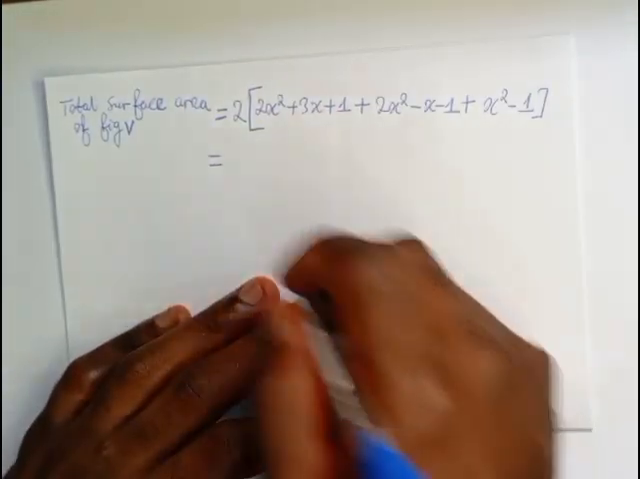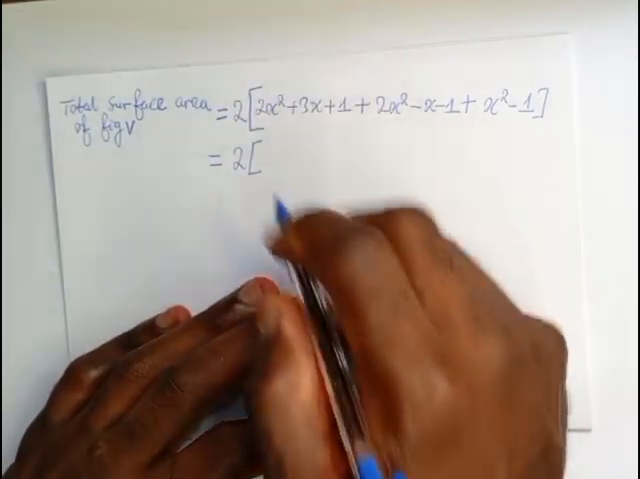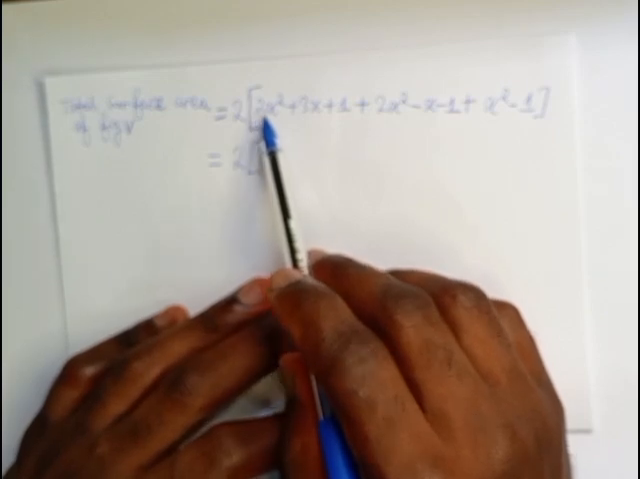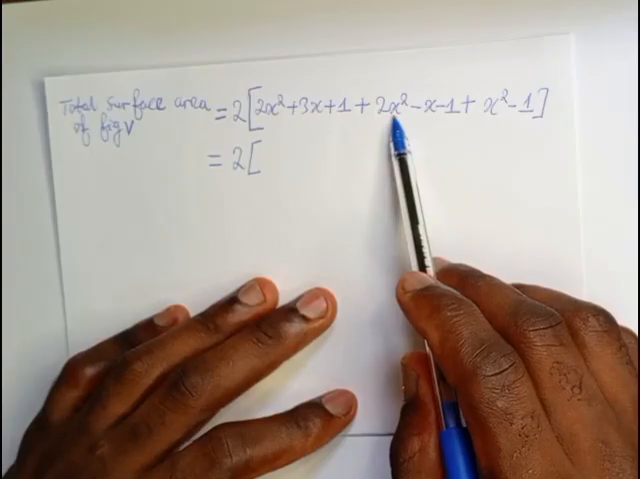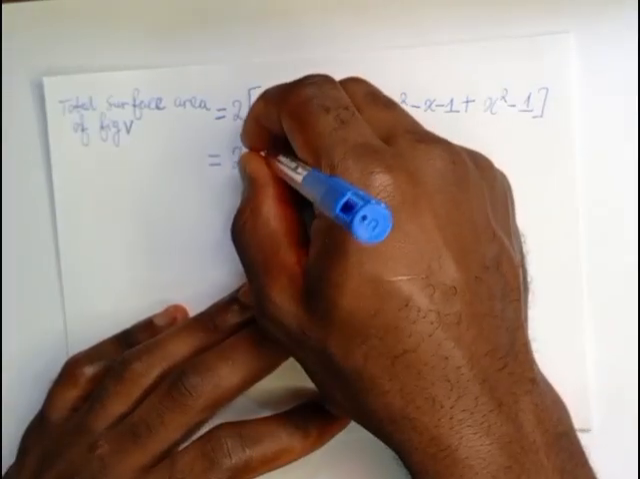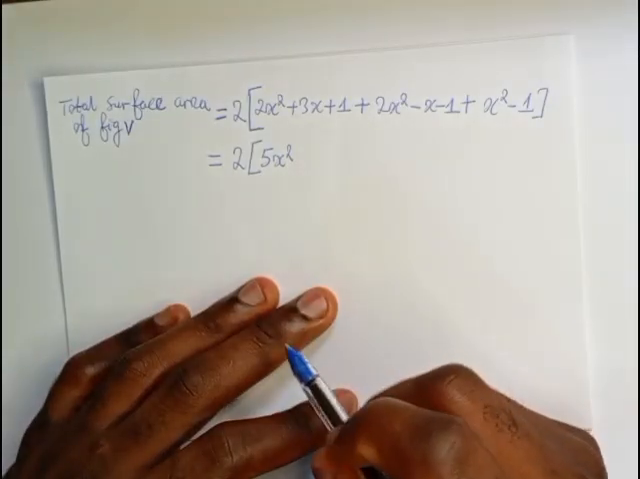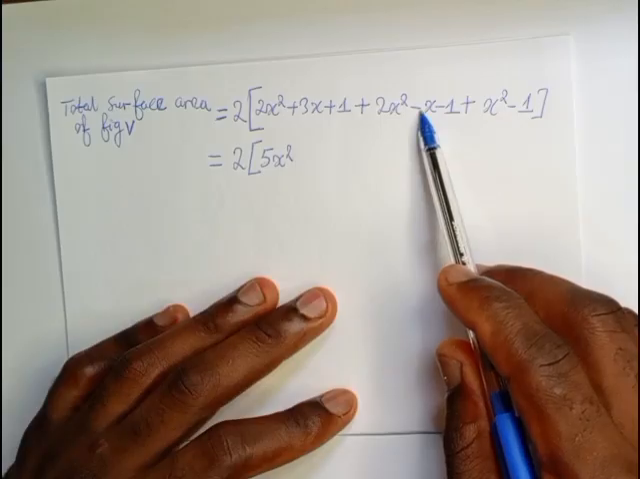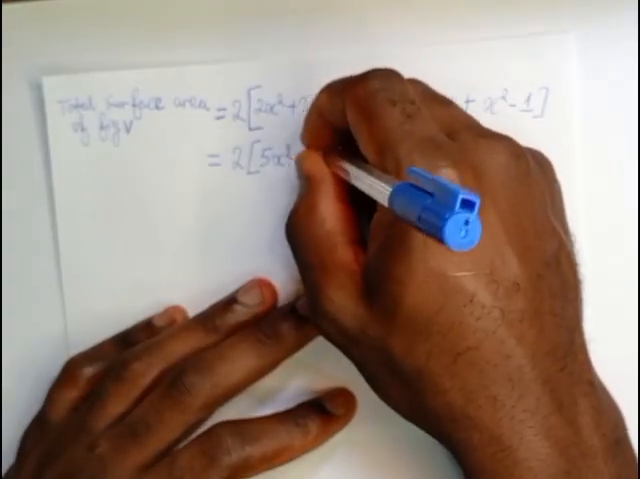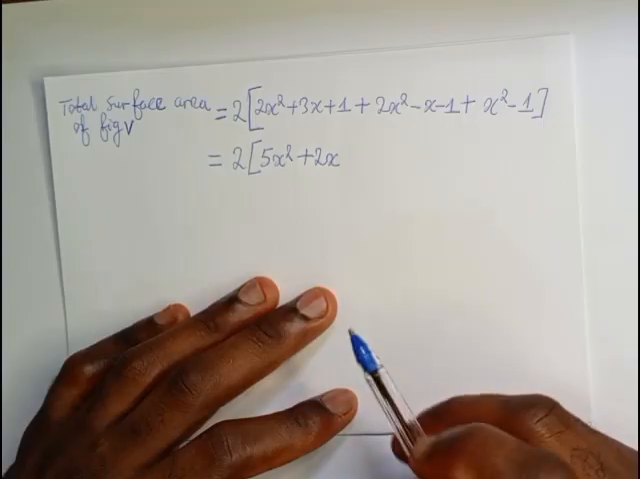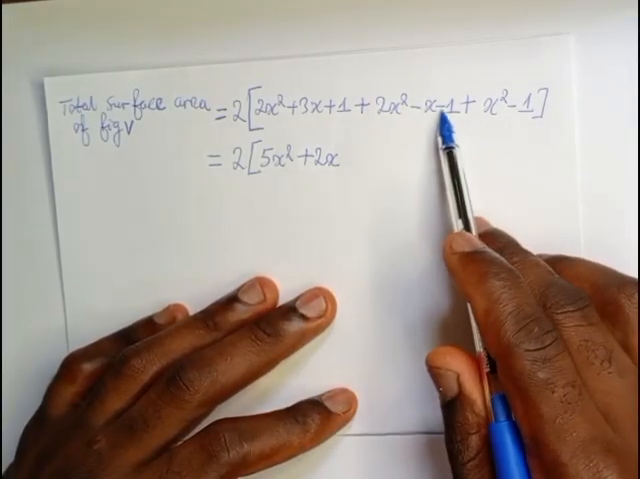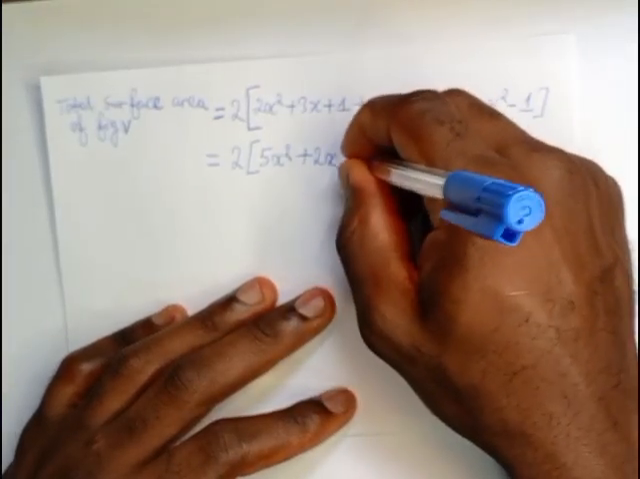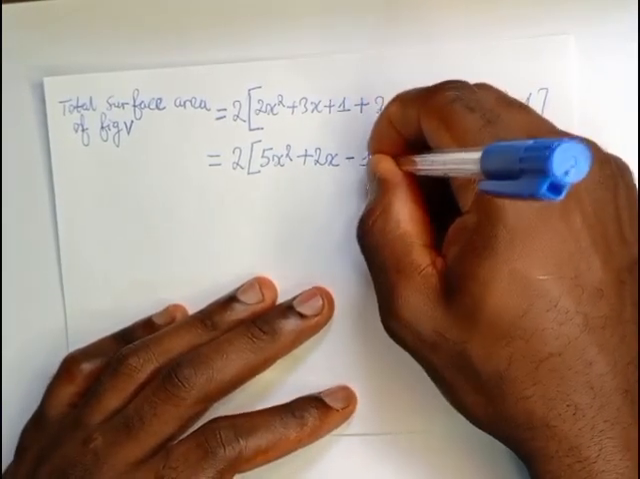Here to simplify, this will simply be equal to 2 times, we are going to add the like terms. We start by adding the terms in x squared. 2x squared plus 2x squared gives 4x squared plus x squared gives us 5x squared. Next, we add the terms in x. 3x minus x gives us 2x. Next, we have to add the constants. 1 plus negative 1 gives 0, minus 1, negative 1. This is what we are going to have.